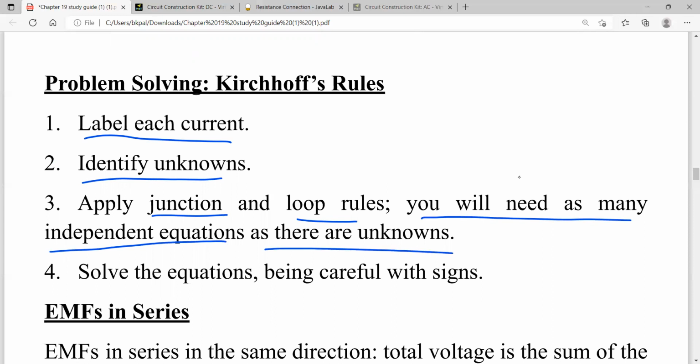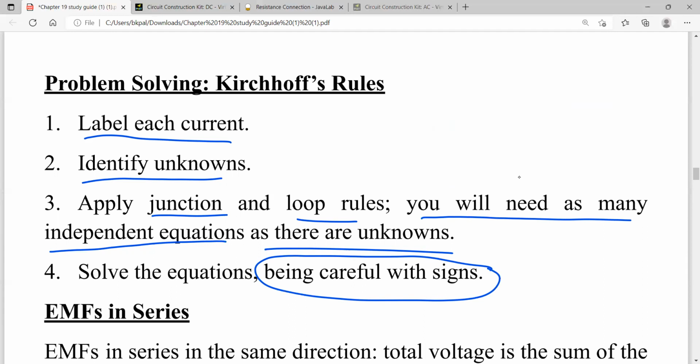For example, if there are 3 independent unknowns, then you need 3 equations. If you have 2 unknowns, then you need at least 2 equations, and so on. Once you can write the equations, the next step is to solve those equations algebraically, and make sure you understand the sign. Be careful about the signs when you write down the loop rule.